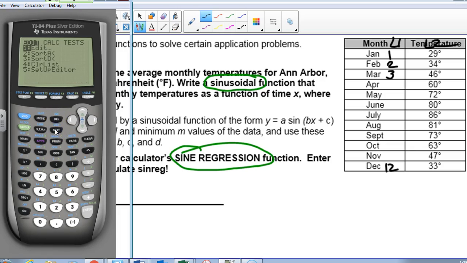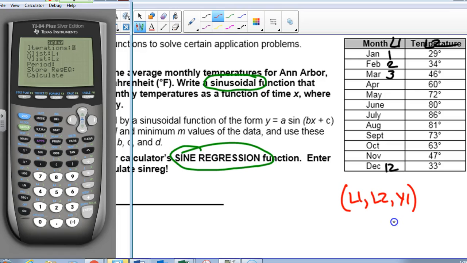Where are the regression equations? Over to the right to calculate. It's down there quite a ways. It's at C, I believe. It says sine reg. Okay. We do want to store this. Now, if you have an older calculator, this is where you still do the same thing you always have in the past. Parenthesis L1, comma, L2, comma, Y1 to store it. Does that sound familiar to everybody?